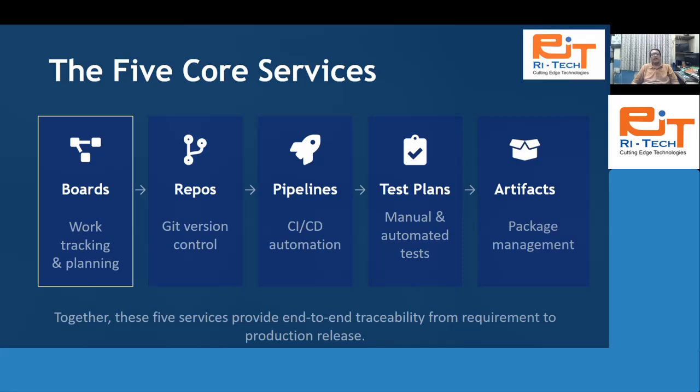Pipelines, CI/CD, automation: these are the services. When we actually go to the implementation, you will get this service. So pipelines are the actual implementation of your CI and CD. Then we have the test plans, so manual and automated tests that you can do here.